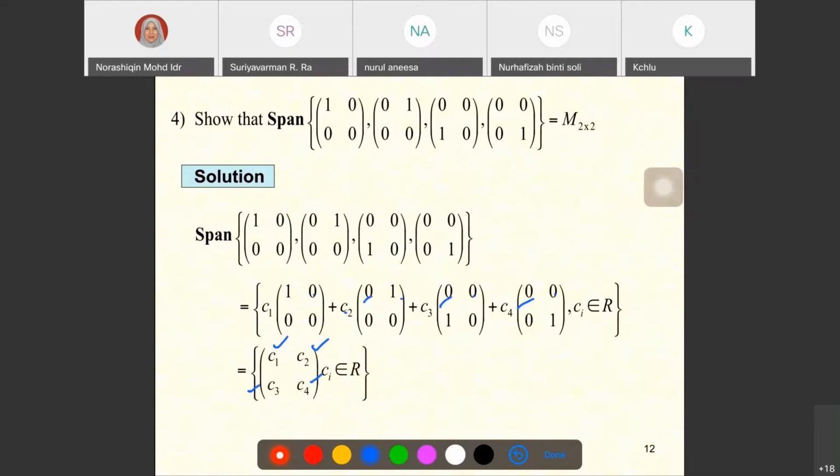So that is a 2 by 2 matrix. Yeah, that's it. 2 by 2 matrices. That's right.